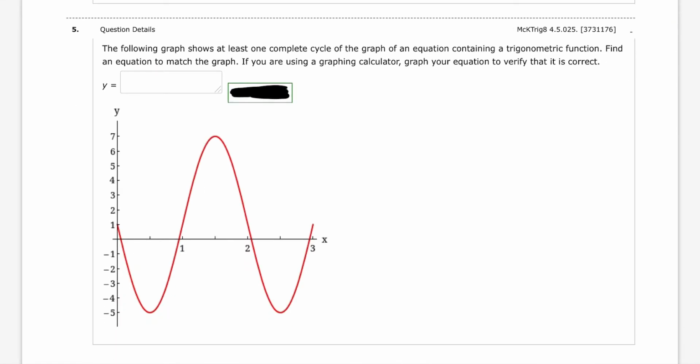This one appears to be a sine graph, but it's shifted up 1 unit. As you can see, it starts here instead of here. So this will be a sine graph, shifted up 1 unit.